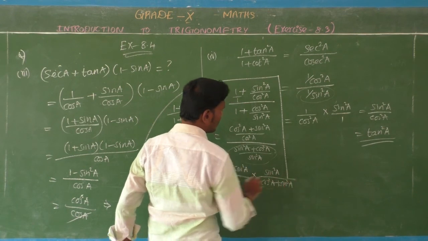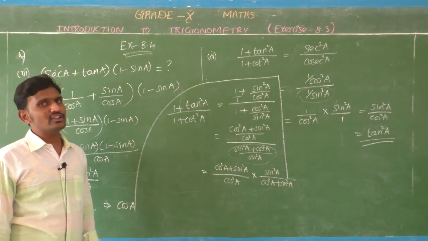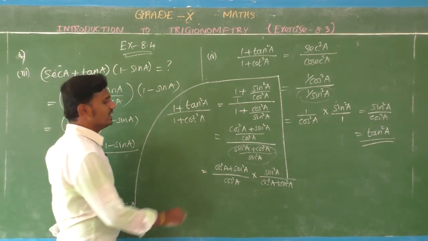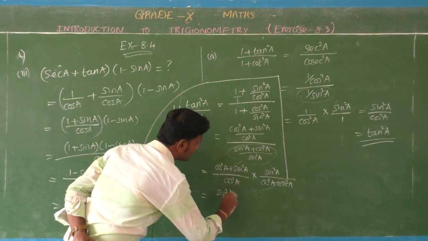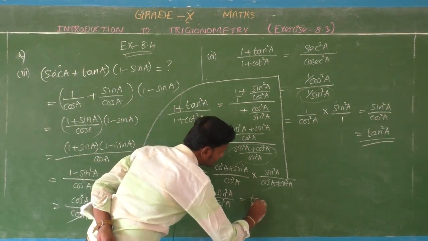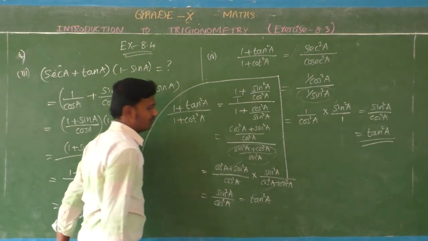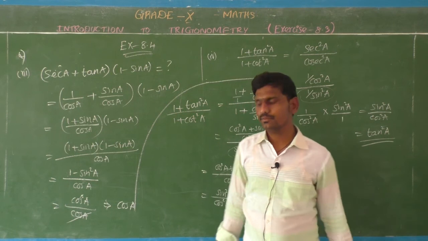So that's also you have to take. Why? Because the commutative property is satisfied for addition. Now cos square A plus sin square A cancel. So the final answer is sin square A by cos square A, nothing but, very simple, tan square A. So you are getting the same answer.